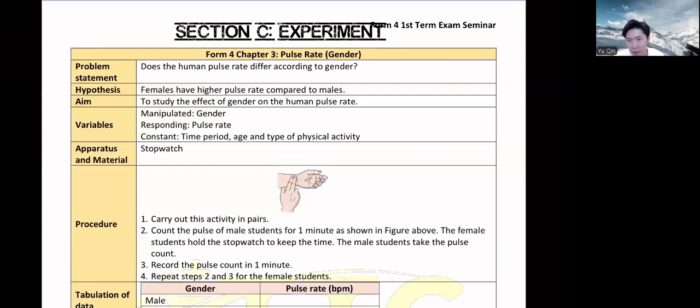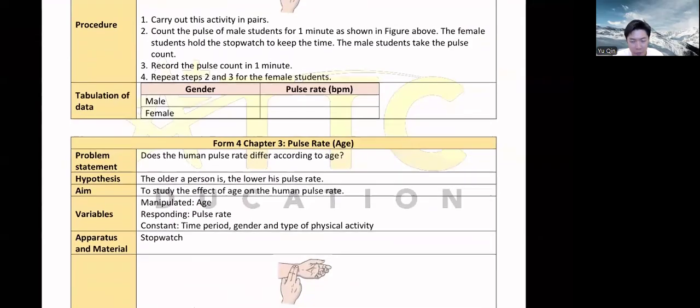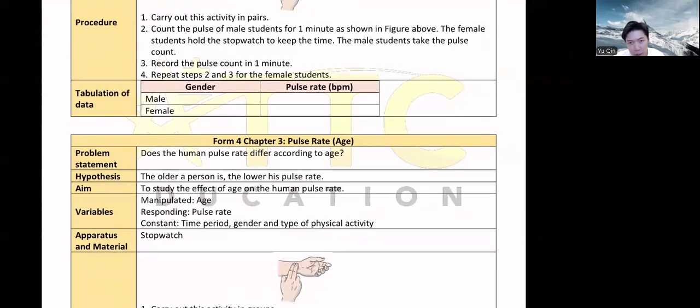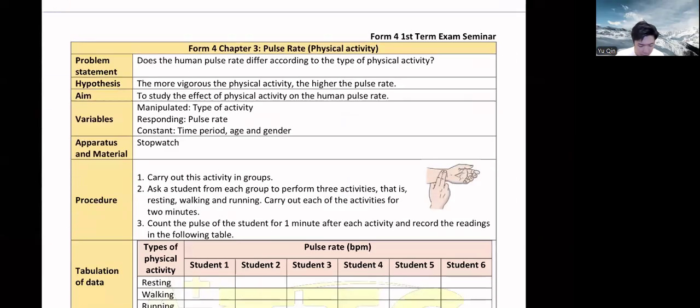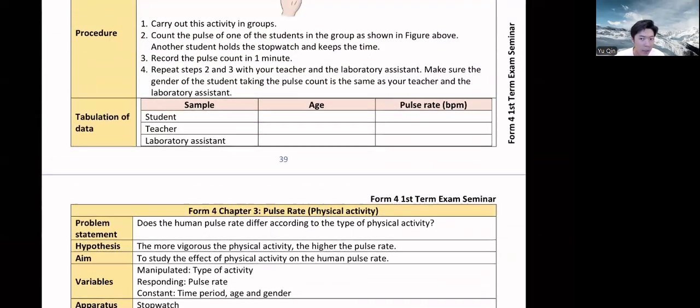There are a few factors involved: gender, boy or girl, on your heart rate, and then age, young students or teacher, for example. And then we have physical activity. That means what you do, resting, walking, running, and then we will measure the pulse rate. So these are the factors.